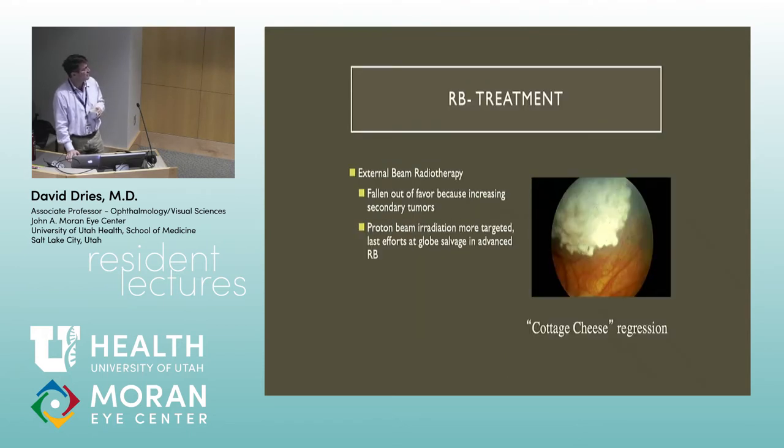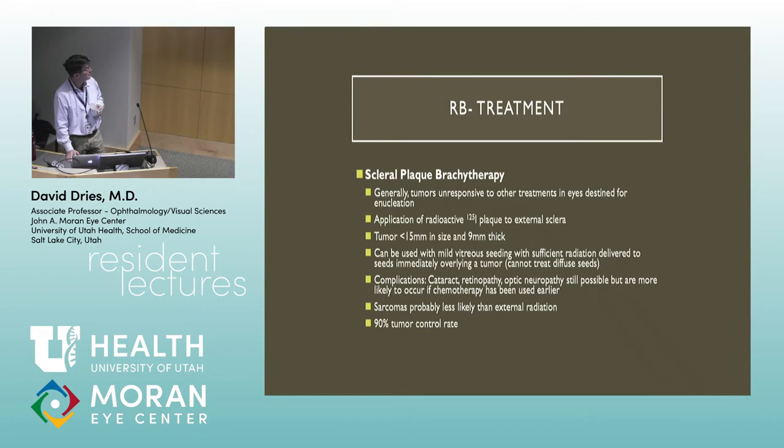So external beam radiotherapy has fallen out of favor, but we still use accurate proton beam radiation selectively for advanced retinoblastoma that is resistant to other treatments. With radiation, that's what the regression looks like, so-called cottage cheese regression. And another way to give radiation is a plaque. It's an iodine plaque. It's sewn external to the sclera and left there for a certain number of hours to give a specific dose of radiation. It can be used for tumors that are medium size that other treatments are not eradicating.